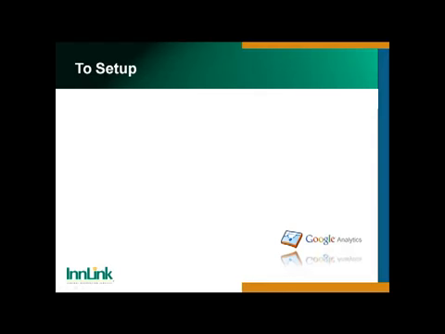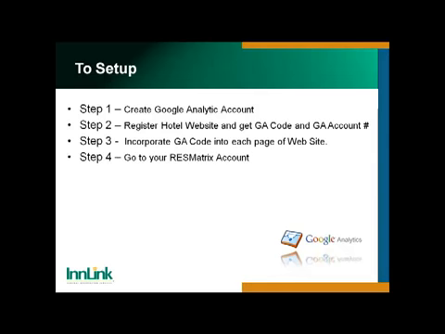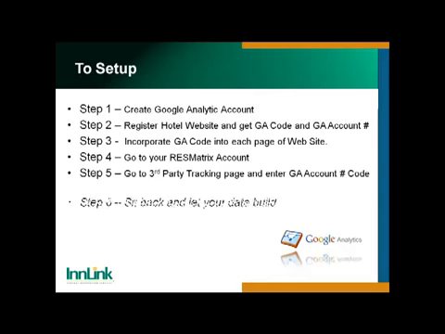So let's talk about setting up Google Analytics with InnLink's Res Matrix. Step 1, you create a Google Analytics account. Step 2, you register your hotel site, get a Google Analytics code, and get that analytical account number. Incorporate that analytical code onto each page of your website. Go to your Res Matrix account. Go to the third-party tracking page. Enter your Google Analytics account number. And sit back and let your data build.